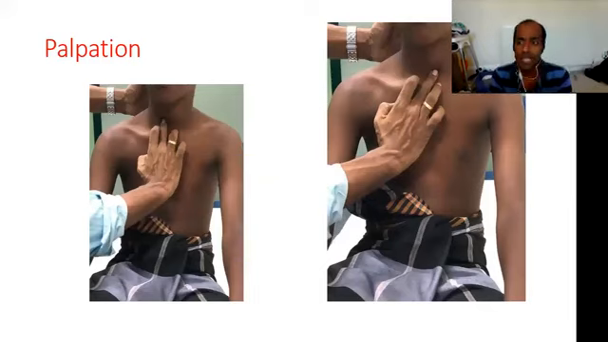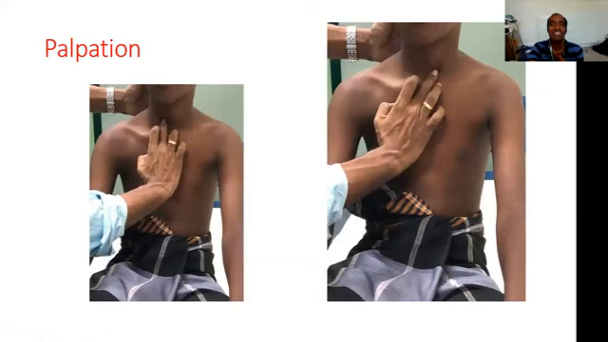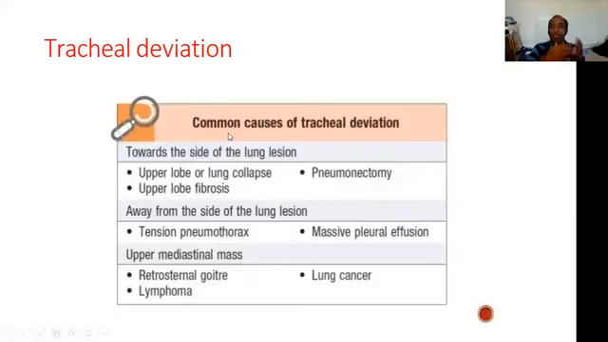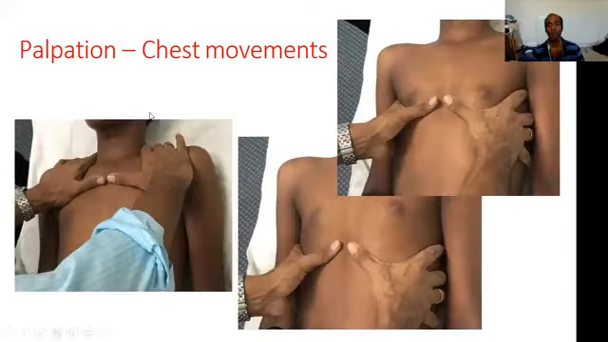So palpation starts with examination of the trachea, and the most important thing to look for is tracheal deviation, which could be away from the side of the lesion or could be pulled towards the side of the lesion. Palpation then focuses on the chest. The chest palpation consists of looking for chest movements. Remember, this is not chest expansion. Don't use the word chest expansion.